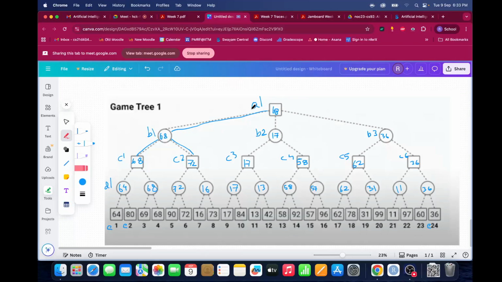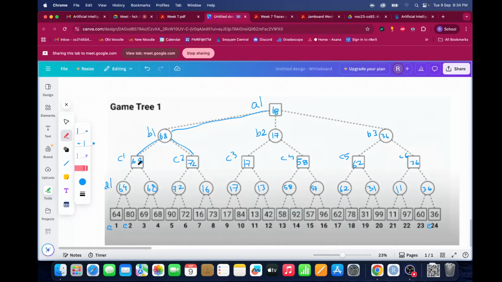So this 68 in A1 is coming from this B1, and this 68 in B1 is coming by comparing 68 and 72. Remember, we are choosing to include both C1 and C2 here because we consider both children of min node and one child of max node. We are following the same strategy again.